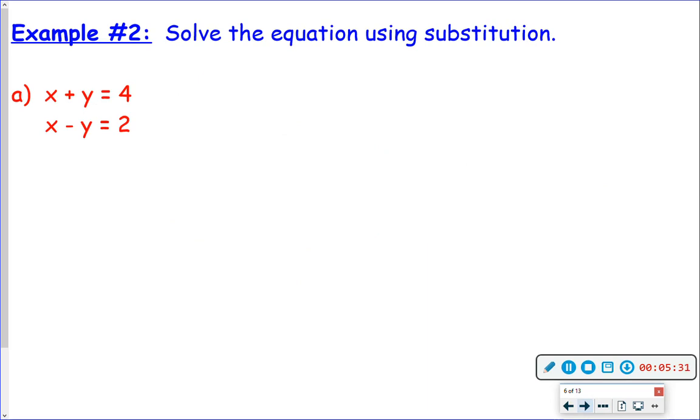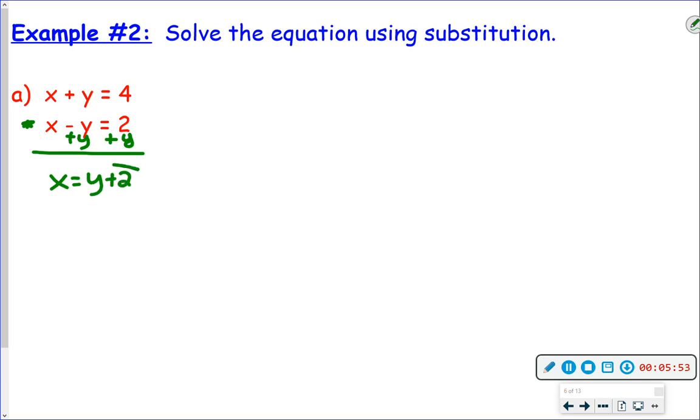Let's use some substitution. Now, remember, first step is substitution. Solve one of the equations for one of the variables. Doesn't matter which equation, which variable, pick. I'm going to use the bottom equation, put a little star by it so you know. I'm going to solve for x. I'm going to add y to each side. And again, most of you can probably just do that right in your head. I don't care if you put 2 plus y plus 2, doesn't matter.